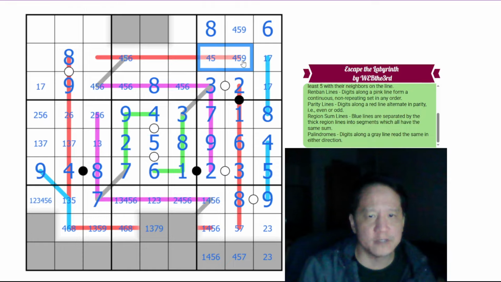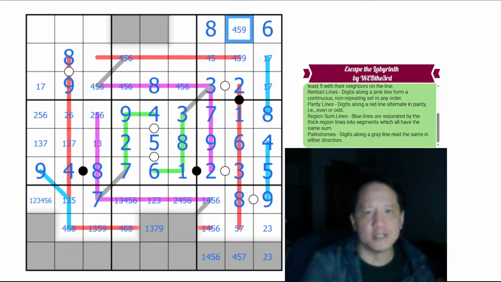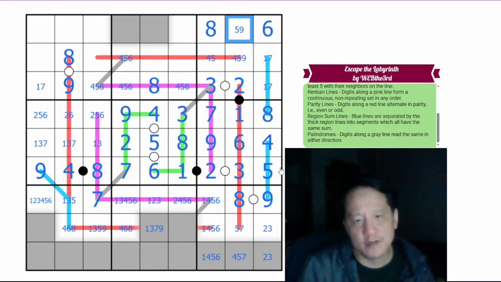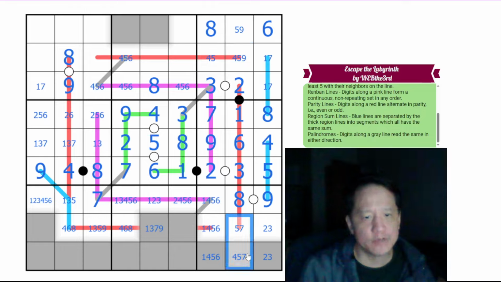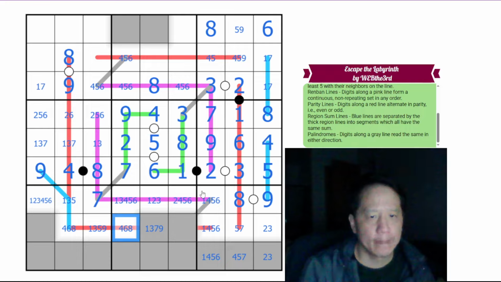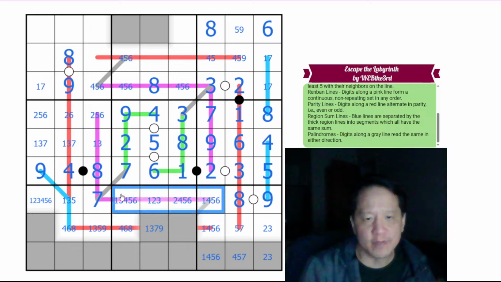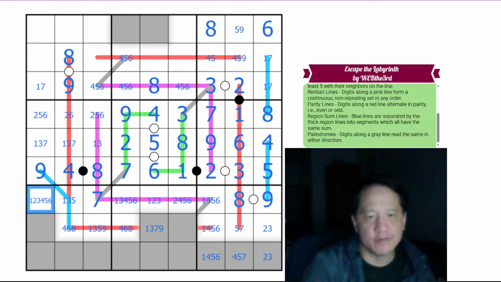One of these has to be even, because they're different parities here. So then one of these is 4, which means this can never be 4. This is odd. 5 and 9. One of these is 7. We're not sure which. We need a 4 on this Renban line to make it consecutive. So 4 has to be one of these digits, which means this cannot be 4.